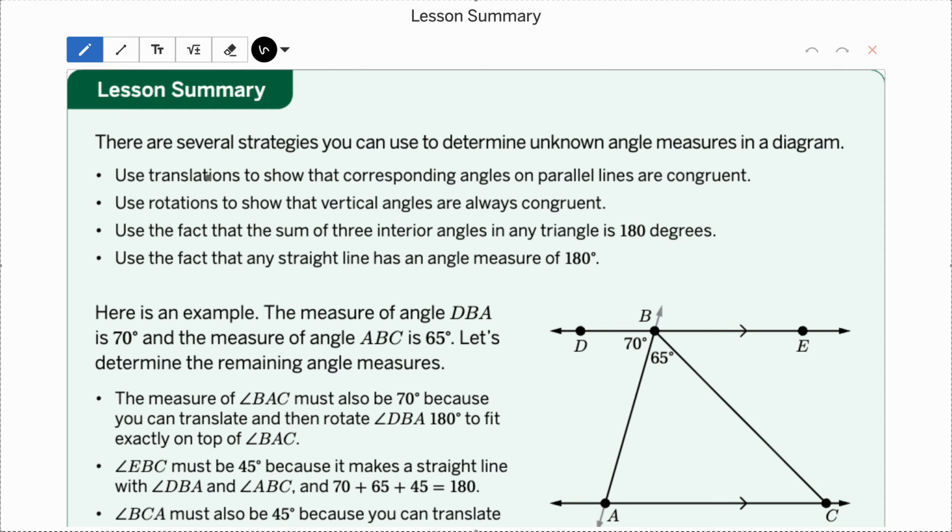top of BAC. You can translate this down, right? We did that. Translate it down right here. And then you know this vertical angle is congruent here. So that means 70 is equal to 70. Also, we know that because of the parallel lines, this is an interior angle.